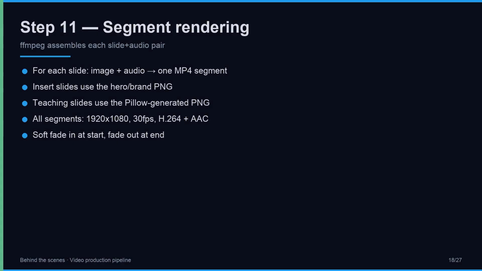Step 11. For each slide in the narration JSON, FFmpeg combines the image and audio into one MP4 segment. Insert slides use the hero or brand PNG from insert/stills.